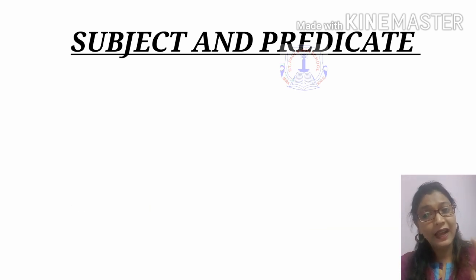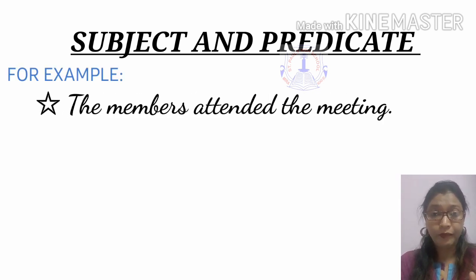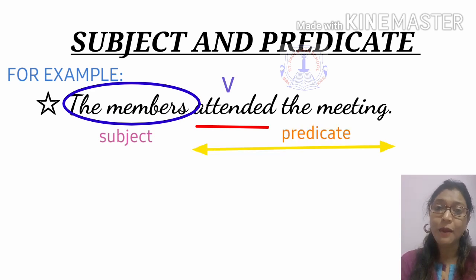Let us see another example. The members attended the meeting. Now, which is the verb in the sentence? Attended. We ask the question, who attended the meeting? The members. So the members becomes your subject. Now the remaining part along with the verb becomes your predicate. That is, attended the meeting becomes your predicate.